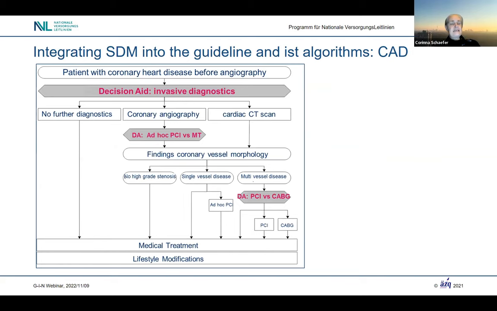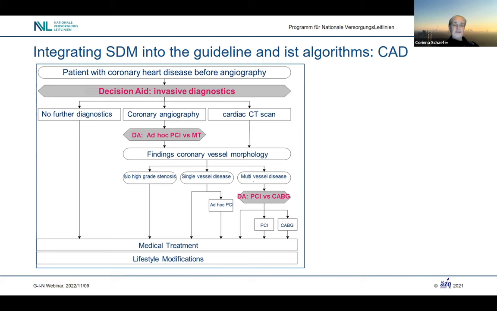And last but not least, it's the integration of shared decision making into the guideline and its algorithms. And I have here an example from a German guideline on cardiovascular and coronary heart disease. Here you see the algorithm on revascularization. And what I've highlighted in magenta are the three situations in which we recommend the use of a decision aid, and we have integrated this into the algorithm. So before invasive diagnostics, you have to learn about the use of prognostic procedures for revascularization.